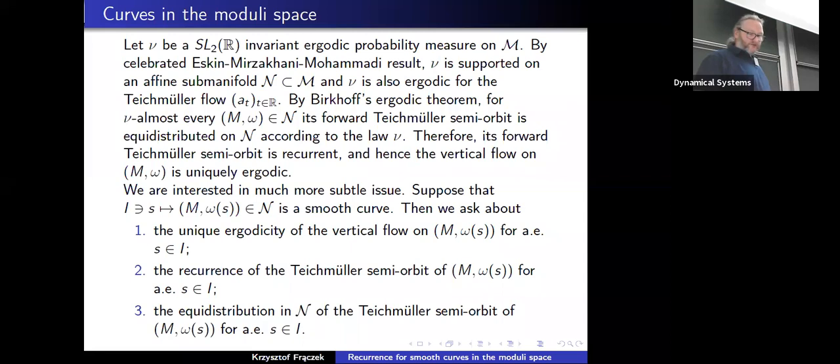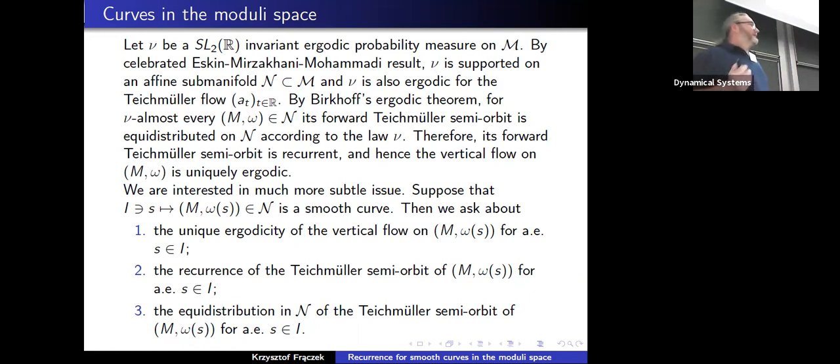to obtain equidistribution of the positive Teichmüller semi-orbits starting from almost every point in the submanifold N. Of course, every equidistributed semi-orbit is recurrent. If a semi-orbit is recurrent, then by Masur's result, we obtain unique ergodicity of the vertical flow for almost every surface in N.